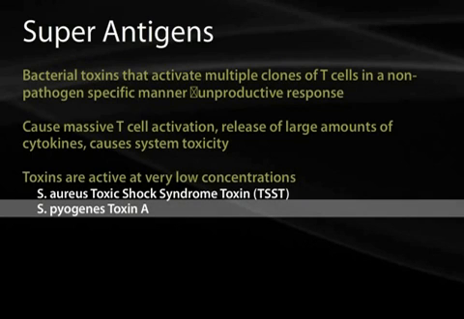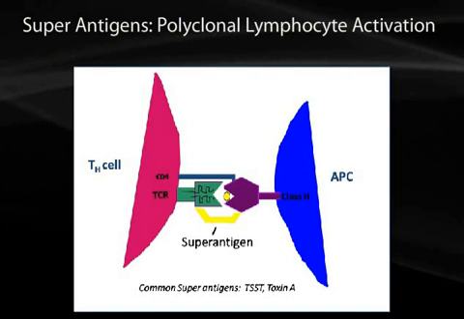So how does this happen? How does this T cell get activated in a non-specific manner? Let's look at this diagram. We have the T helper cell on the left and the APC on the right. And we can see our signal 1 coming through here. We see that class 2 MHC being associated with TCR and CD4 from the T helper cell.